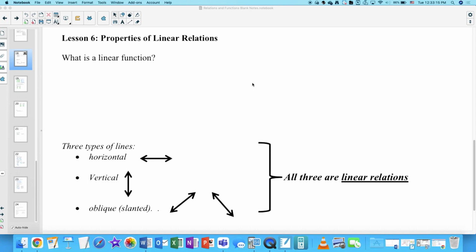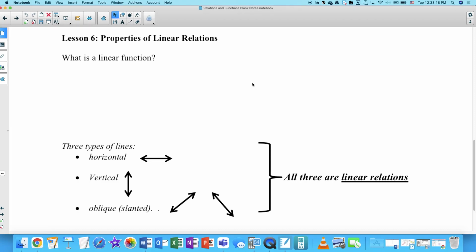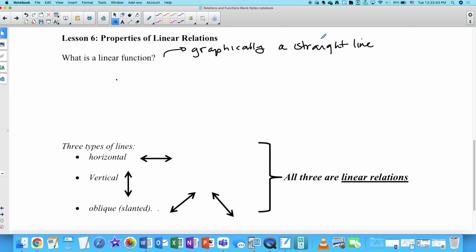Tell me about what you know about a linear relation. Yes? It's a straight line. Yes. When we graph it, graphically, it is a straight line. Okay. What else? Yes? It goes up or down by the same amount every time. Okay, that is a very good point.